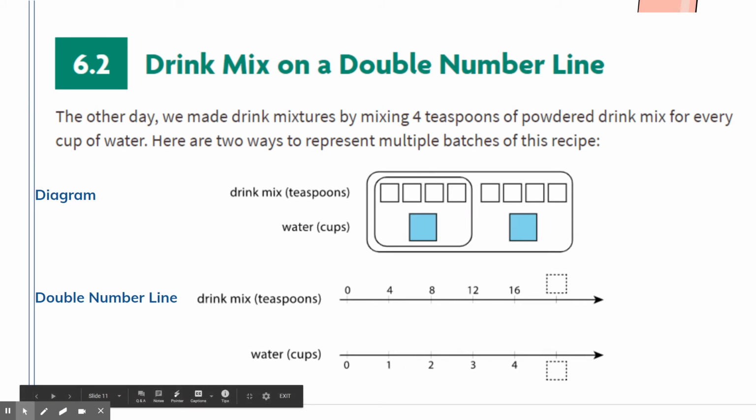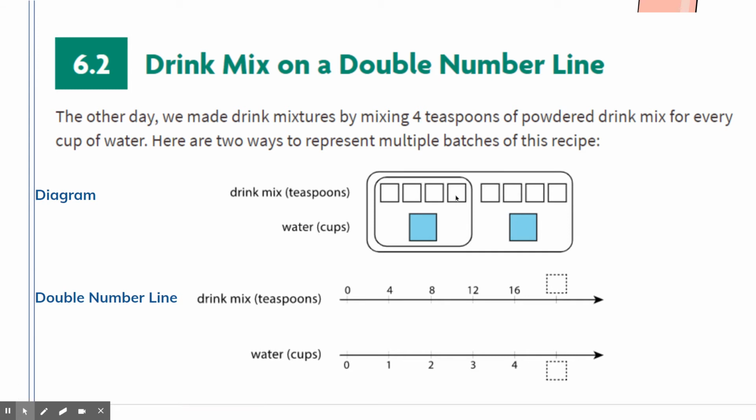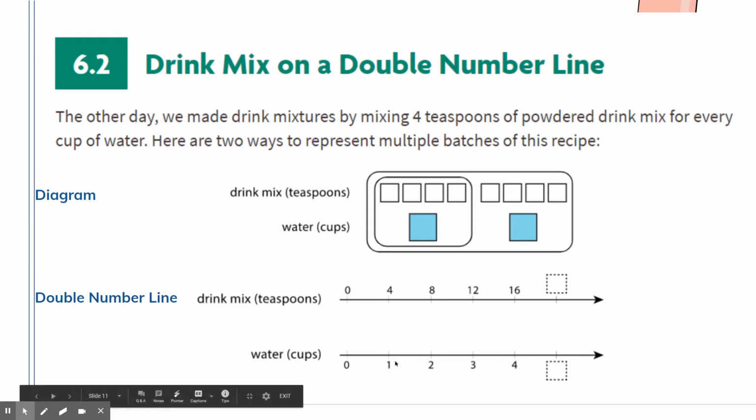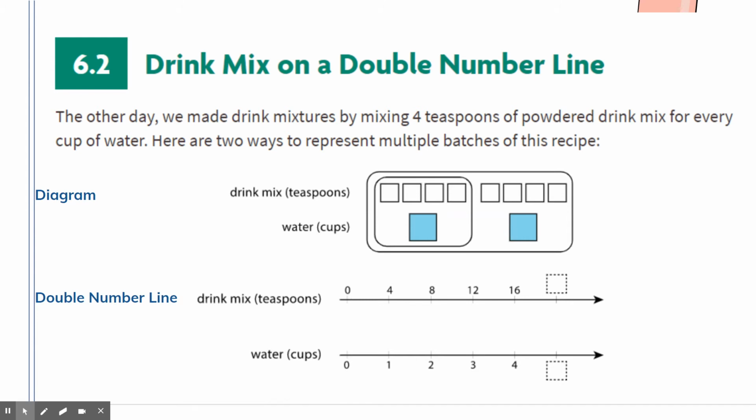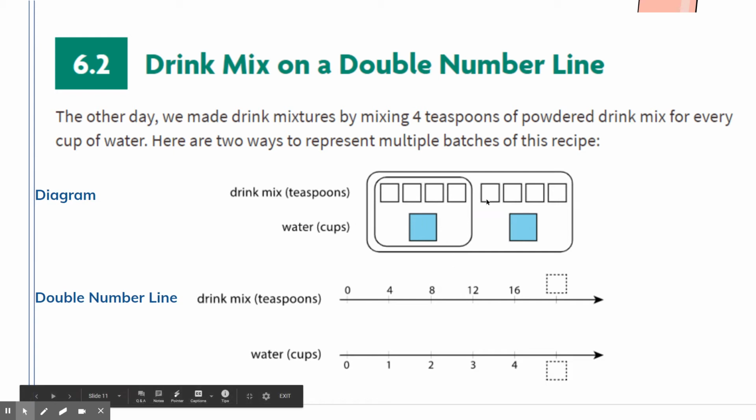And the reason it's doing that is because it says that for every 4 teaspoons in a batch, you should put in just 1 cup of water. So in one batch, put in 1, in 2 batches, put in 2, in 3 batches, put in 3, in 4 batches, put in 4. And this is another way of just showing this relationship that the ratio between the powdered drink mix to the cups of water should be 4 to 1. Now, instead of having our equivalent ratios represented by each batch in the diagram, we now have them represented in this vertical pair on our double number line.